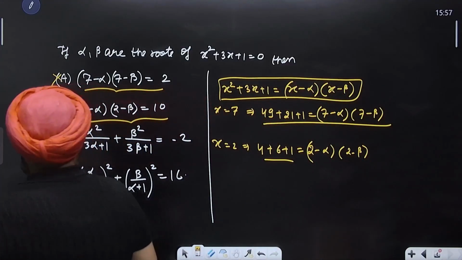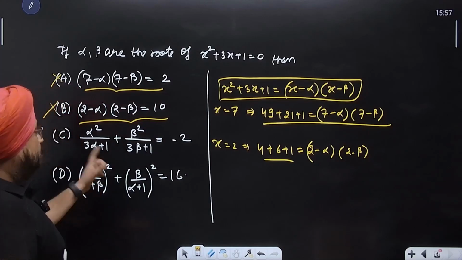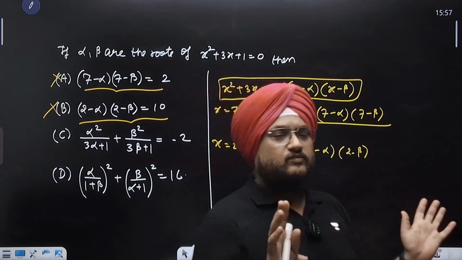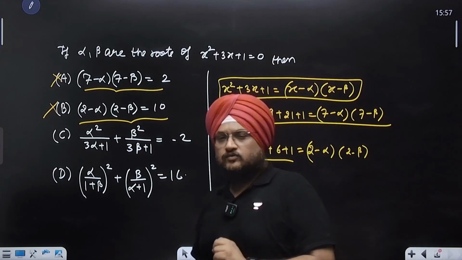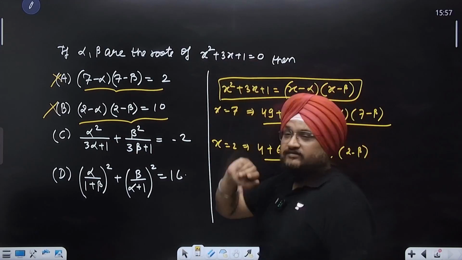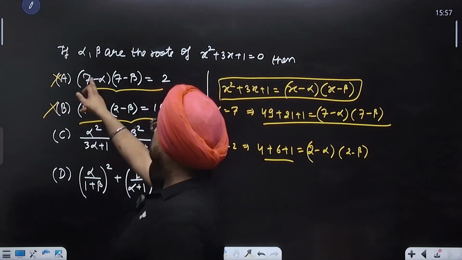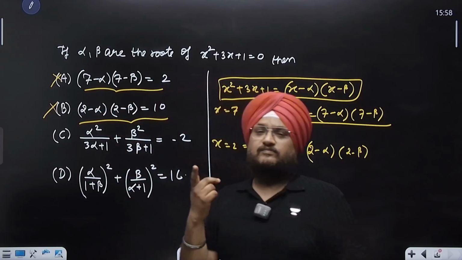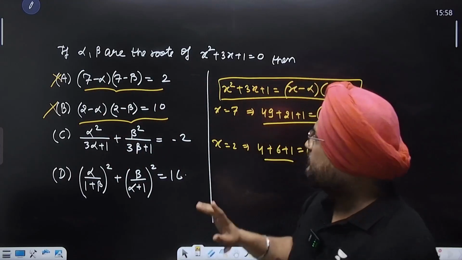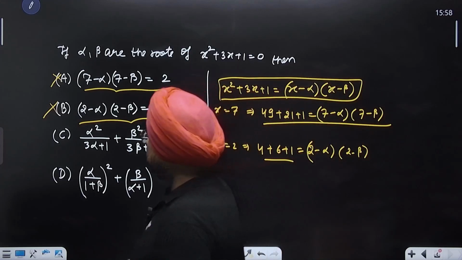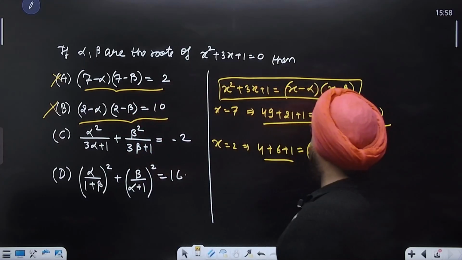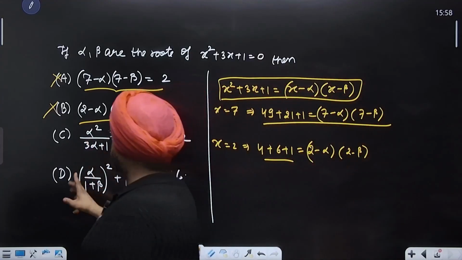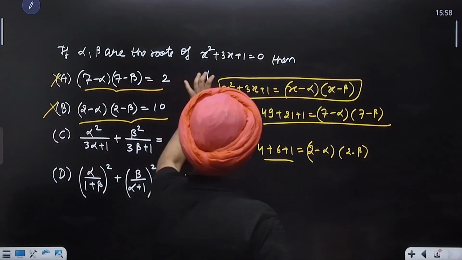Now for C and D, one way to deal with this is to take LCM and convert all the numerators and denominators in terms of sum of roots and product of roots. Put alpha plus beta is equal to minus 3 as the sum of roots and alpha beta as 1. Here we could also do that, multiply this and put the values. But we did this using this concept, which is quite simple. Now in C and D also we will use the given quadratic equation.